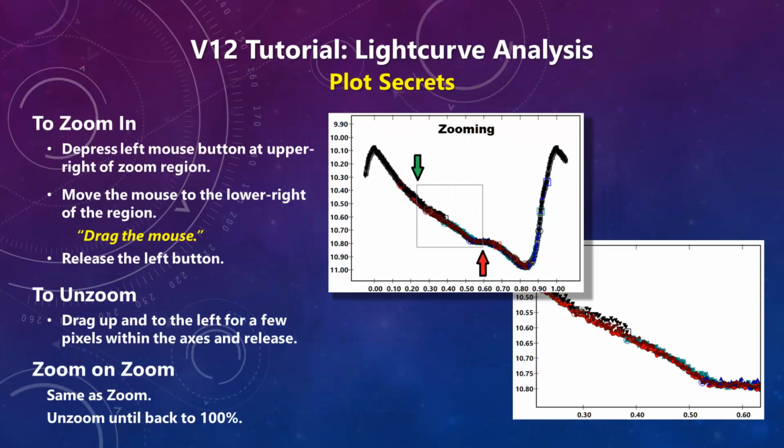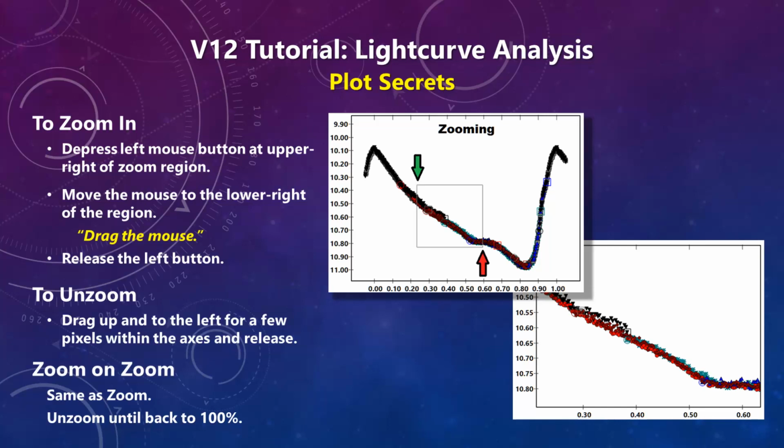Here are some handy hints that apply to almost all plots in the programs. Zooming in on part of a light curve can show some interesting details, such as in this case, where one session has data points that are above all others in the area. Are they real or just lesser quality data? That's for you to decide.